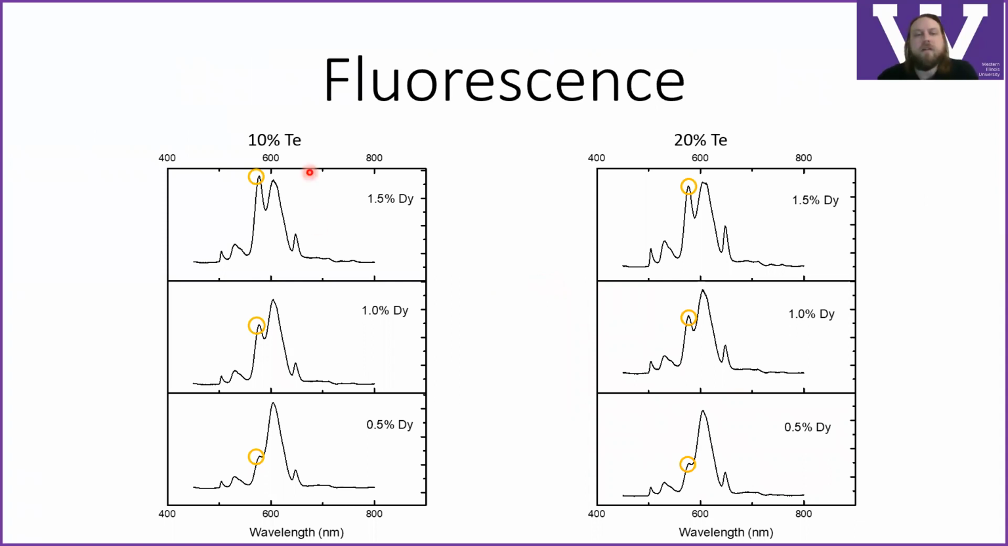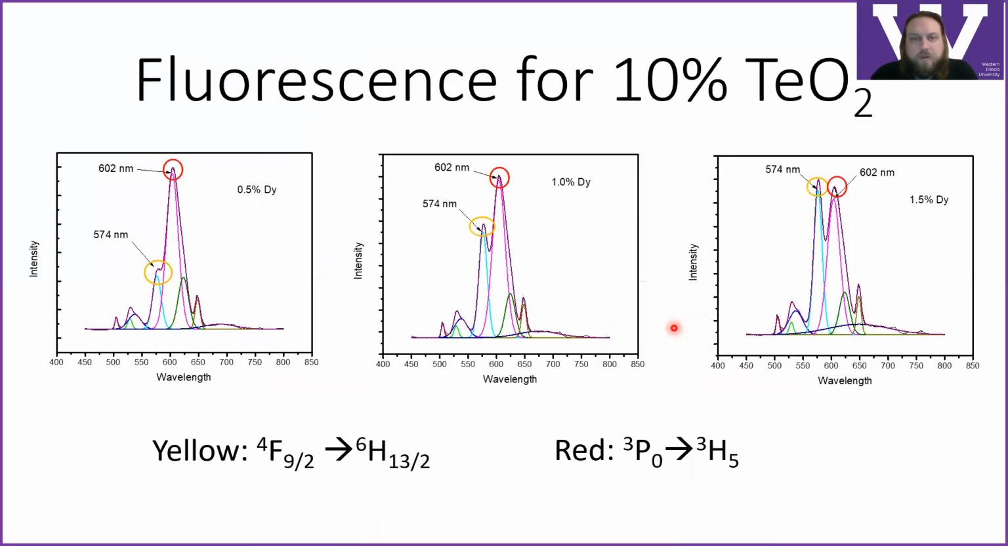So this is what it looks like whenever our spectrometer gives us an output. You can see for our 10% samples here on the left, we have this one peak that's increasing as we increase dysprosium content. And same thing for the 20% samples. This is increasing as we're increasing the dysprosium content. So there is something considerable happening that we need to be looking at here.